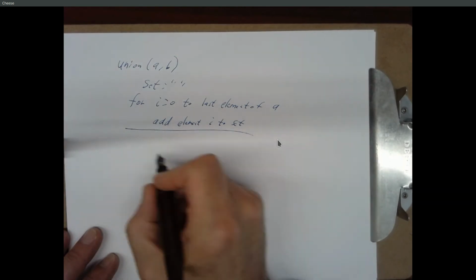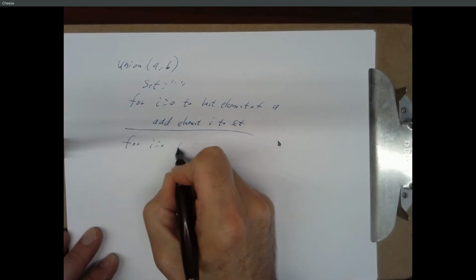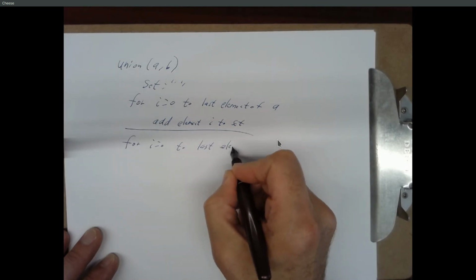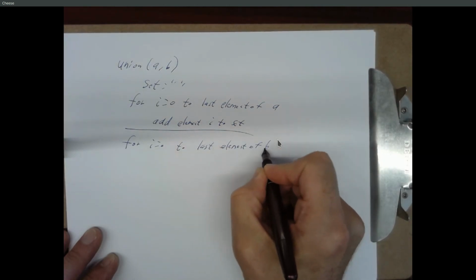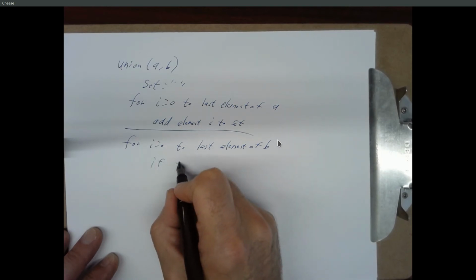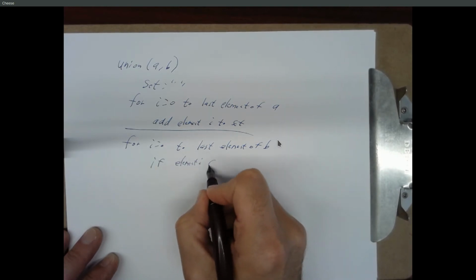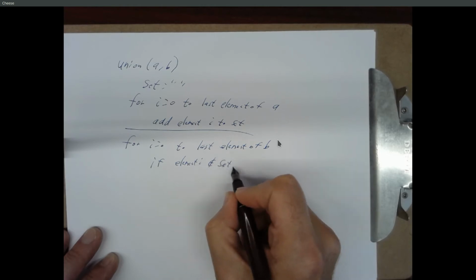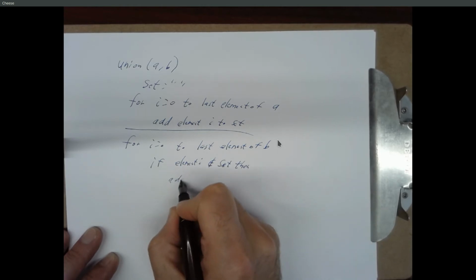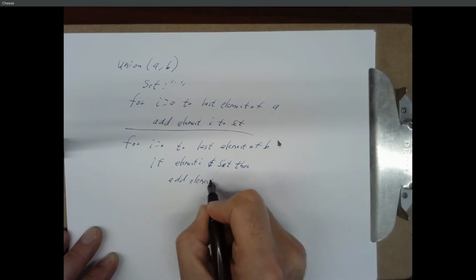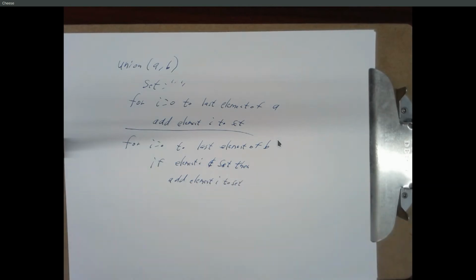And then, for I equals 0 to the last element of B, if element I is not already a member of the set, then add element I to the set. So again, use your membership function. First copy set A to your output set, then go through each member of B, and if it's already a member of your output set, don't add it. If it's not, go ahead and add it in.